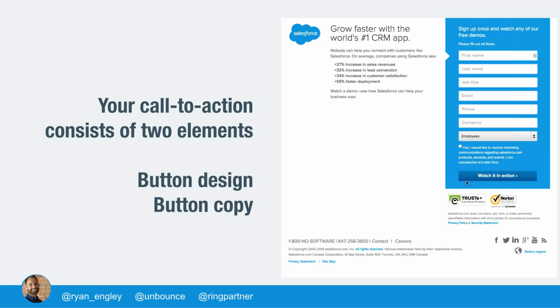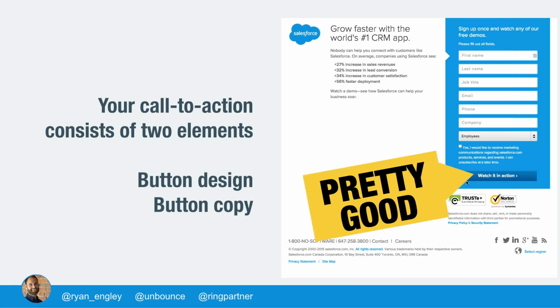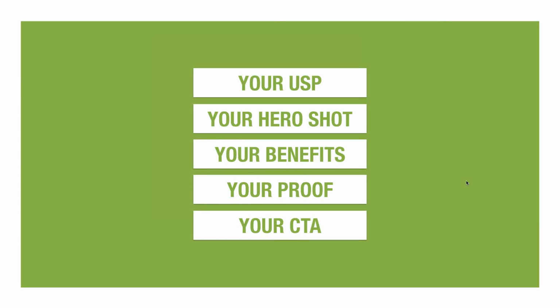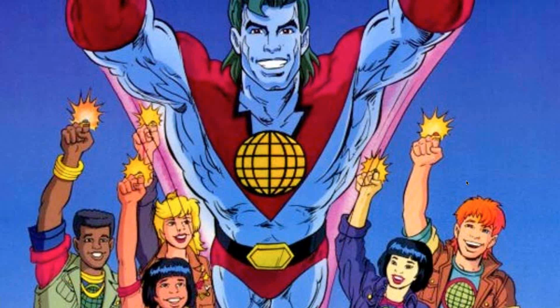If we go back to that Salesforce page and look at the call to action they have, it is watch it in action. So people know when they get here they're signing up for a demo and that they're then able to see the product in action instead of just submitting the form. So it's pretty critical. By and large, if you combine your USP, your hero shot, benefits, proof, and then your call to action, ultimately you're going to end up with this Captain Planet style five powers combined marketing superhero, which will help drive more conversion on your landing pages.